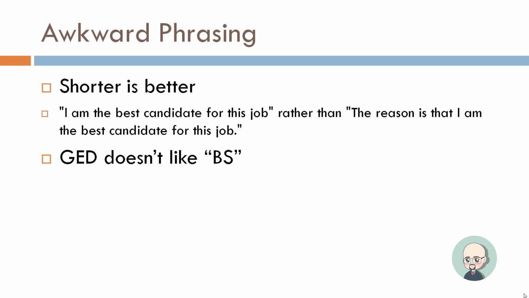Awkward phrasing. Shorter is better. "I am the best candidate for this job" would be better than "the reason is that I am the best candidate for the job." GED doesn't like a lot of BS. Okay, so if you can write it in 5 words instead of 10, write it in 5. Okay, so if you can write a grammatically correct sentence that's shorter, that's usually better. This isn't your resume or something that you pad and put all sorts of extraneous words in to try and make yourself seem better. That's fine when you have to do that, but this isn't one of those situations.